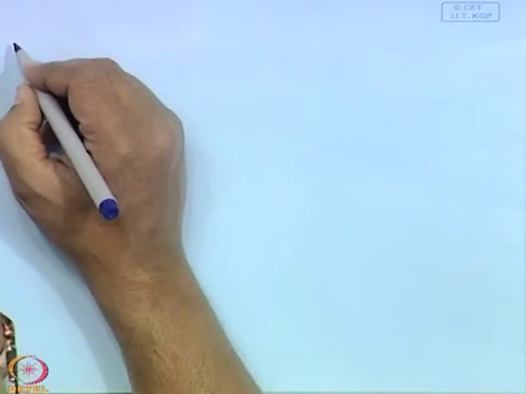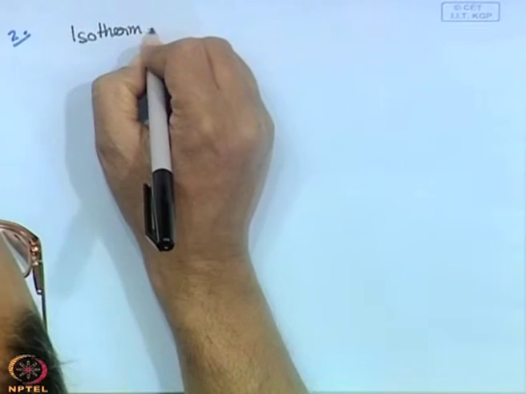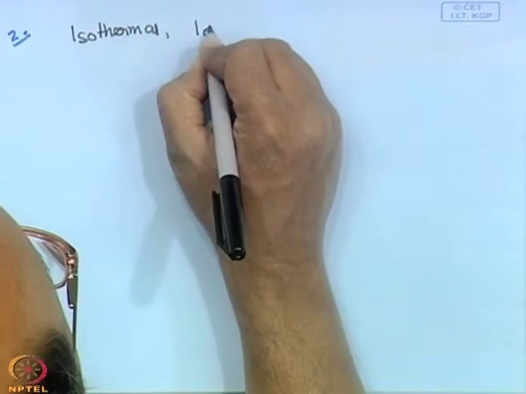Next, let us consider the same thing. Now, let us consider a gas, an ideal gas which is isothermal. So, you can think of it as an ideal gas, isothermal at the same temperature.